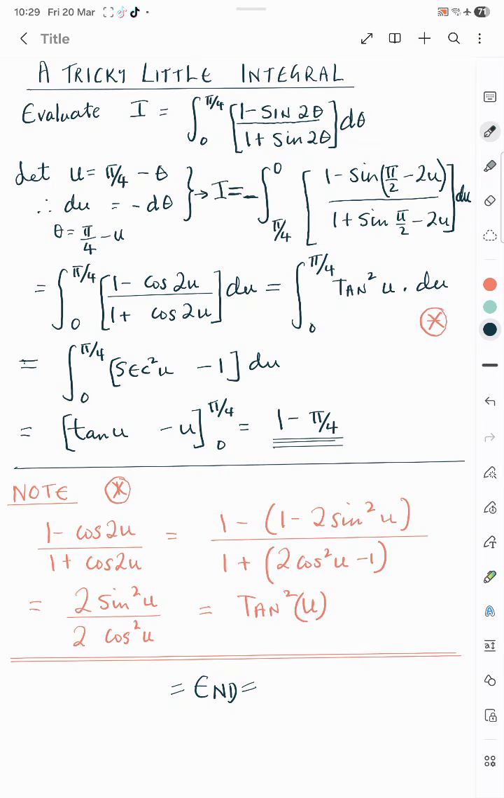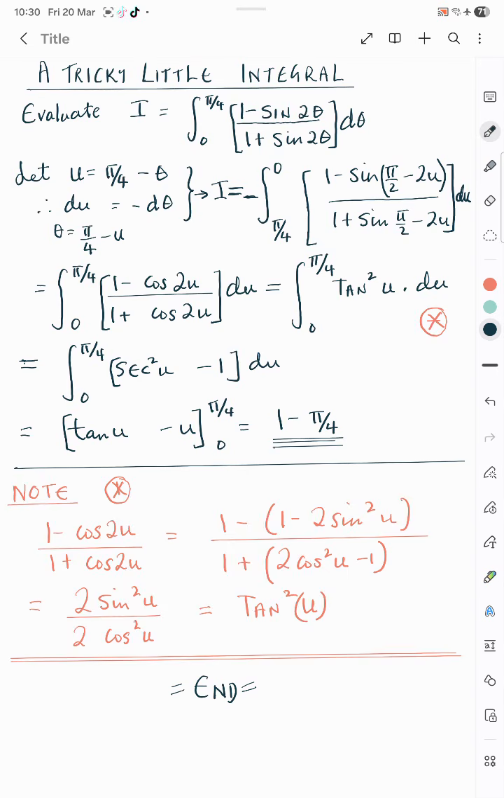So first of all, I'm going to make a substitution and let u equal pi upon 4 minus theta. So that means du equals minus d theta, and theta is pi upon 4 minus u. And then the integral quite easily transforms to the integral between pi upon 4 and 0 of 1 minus sine pi upon 2 minus 2u over 1 plus sine pi upon 2 minus 2u. And the new variable of integration is du, but because du is minus d theta, I have a minus sign outside the integral at the front.